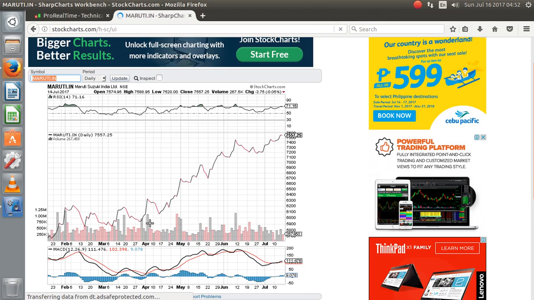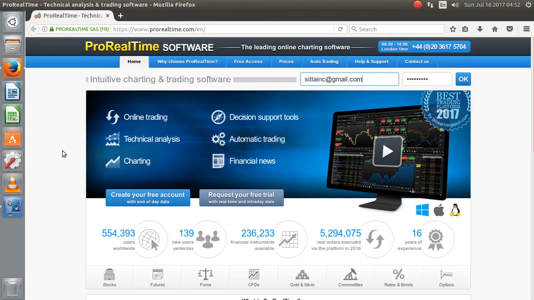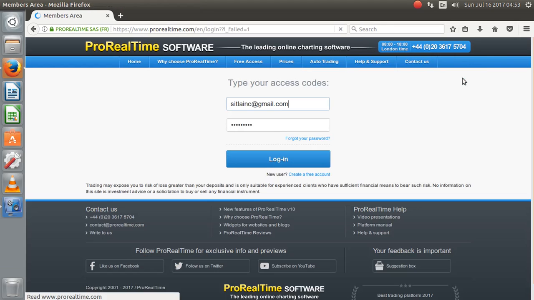Let me just show you first the Pro real-time charts. Okay, let me close this one here. With Pro real-time charts, you're gonna need to sign up. Create your free account with end of day data, and as I promised, it is free with end of day data. Okay, I've already signed up here. Let's just enter the charting itself, the software. Oops, got the wrong code. Hold on a minute.